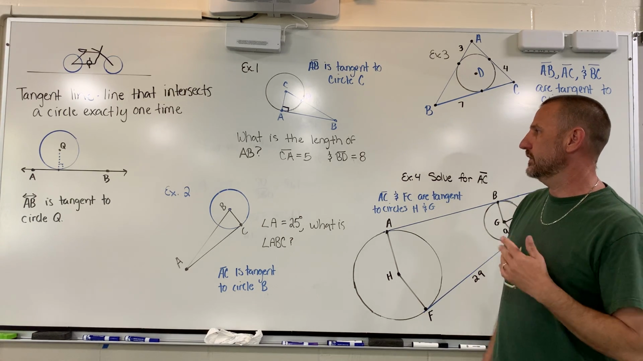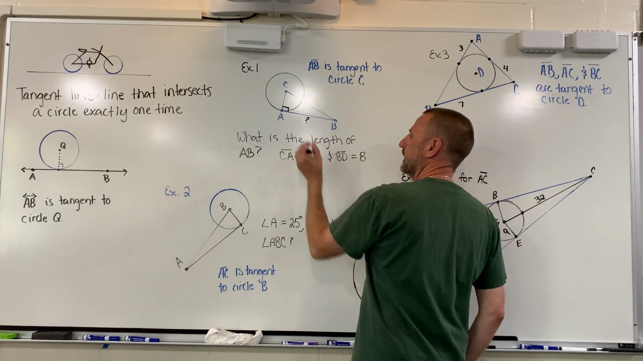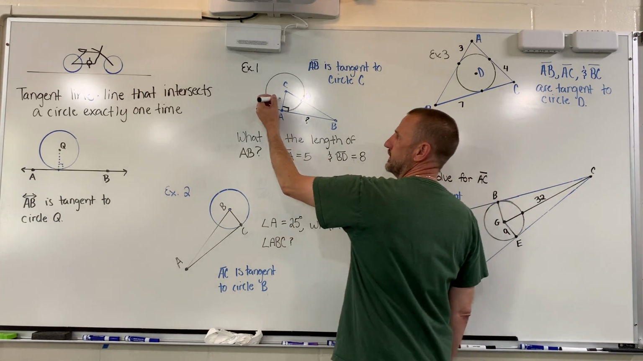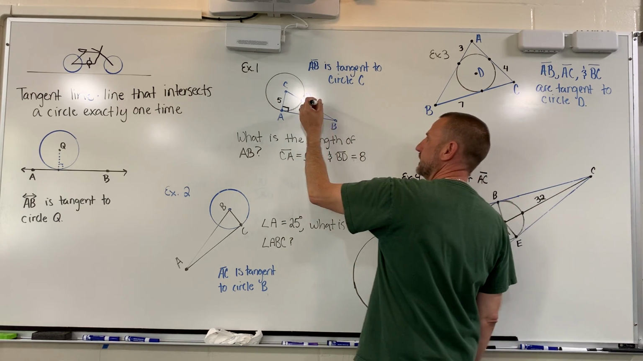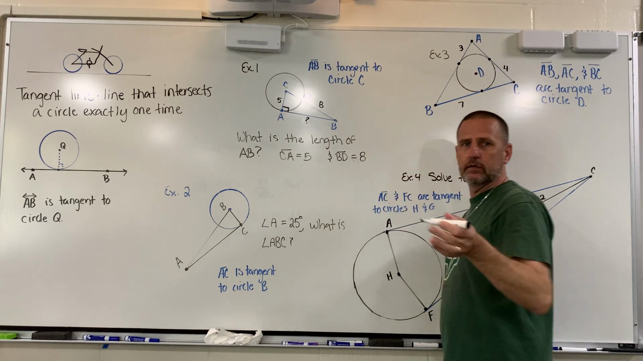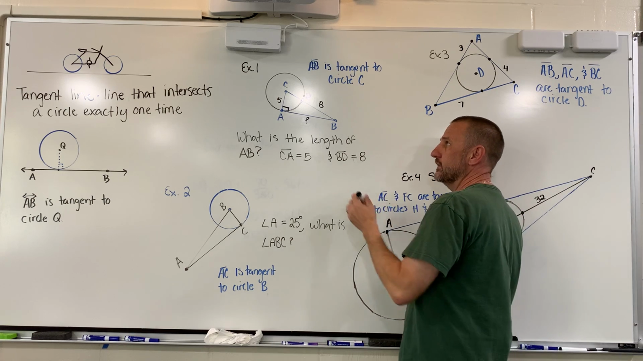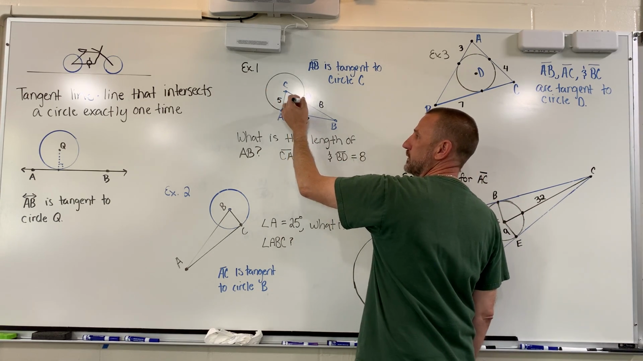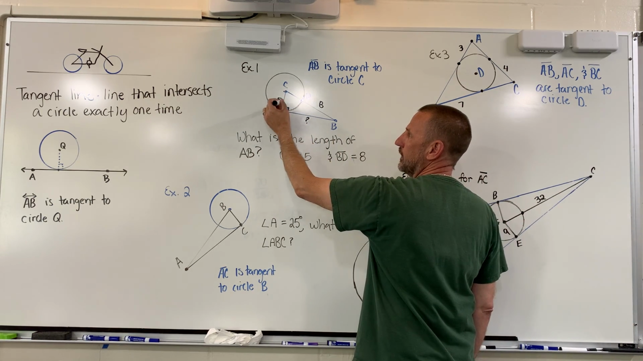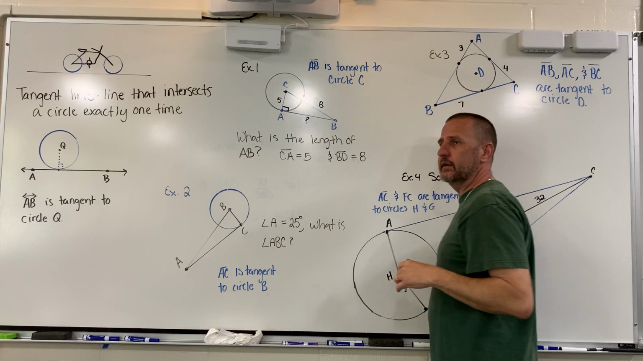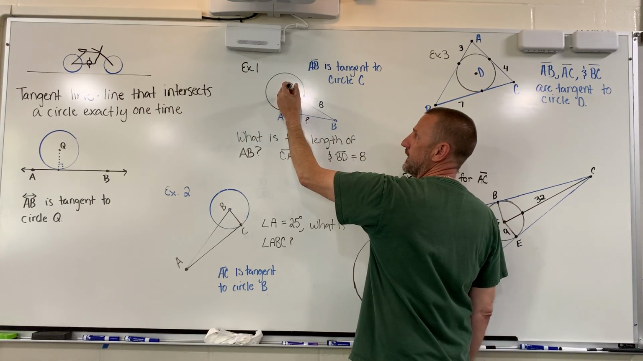The problem says, what is the length of AB? This is what I'm trying to figure out. Here's what I do know. The distance from C to A is 5. The distance from B to D is 8. There's another thing I also know: a radius is a length that goes from the center of a circle to the edge of the circle. So if the distance from C to A is 5, what should the distance from C to B or D also be? Because it goes from the center to the edge, that makes it 5.